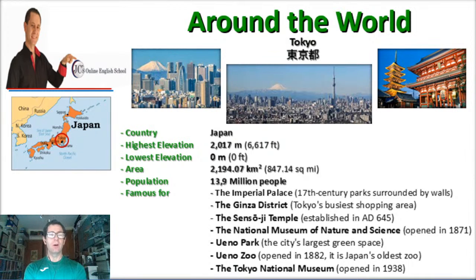Also, a little bit old, the National Museum of Nature and Science opened in the year 1871. Quite old, too. We can also find Ueno Park, which is the city's largest green space, as well as the Ueno Zoo, which opened in 1882, and it is Japan's oldest zoo, and probably one of the oldest in the world. In the year 1882, my God, that is old. And last but not least, we can also find the Tokyo National Museum, opened in 1938. So as you can see, all these things are quite old, but they are very well preserved.